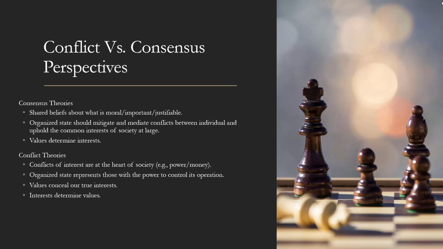The conflict perspective says that there are multiple groups of people within a society who sometimes have power and who sometimes don't. And when a group has power, the organized state reflects their interests. And so they say that instead of our values driving our interests, our interests instead determine our values. And I'll give you an example.